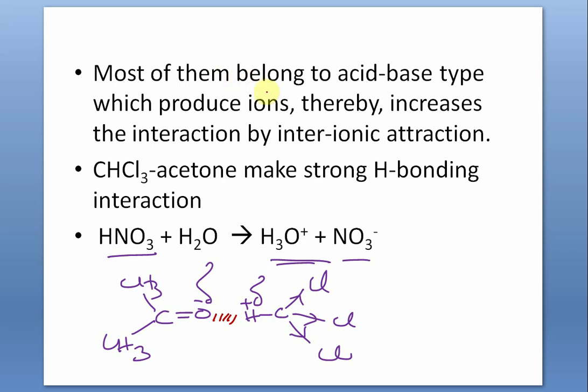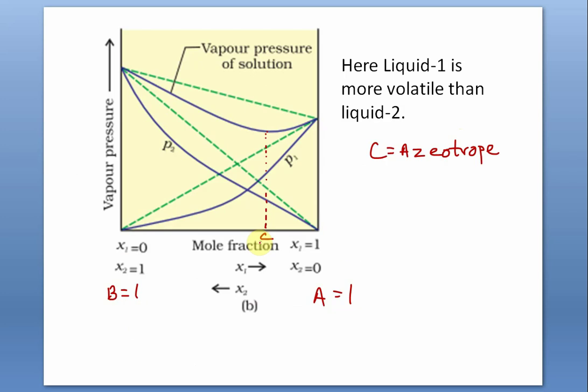Most of the examples belong to the acid-base type, which produce ions, thereby increasing the interaction by inter-ionic attraction. Right? Now let us see the graph.